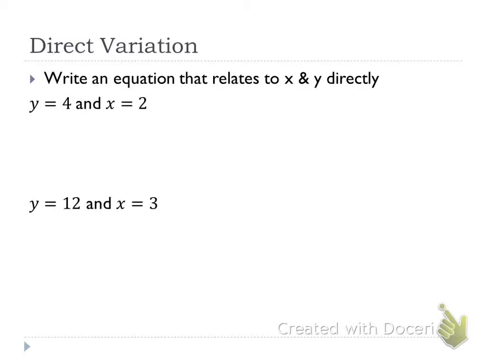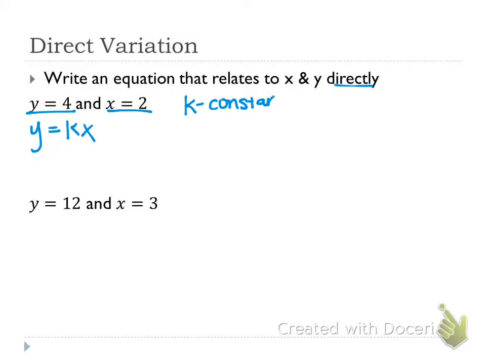So what they want us to do in these problems here is write an equation that relates x and y directly. When they say x and y directly, I know that means direct variation. Well, we just got finished saying that our formula for direct variation is y equals k times x. But if you notice here, they only gave us y and they only gave us x. The whole point of direct and inverse variation is to find k, my constant.